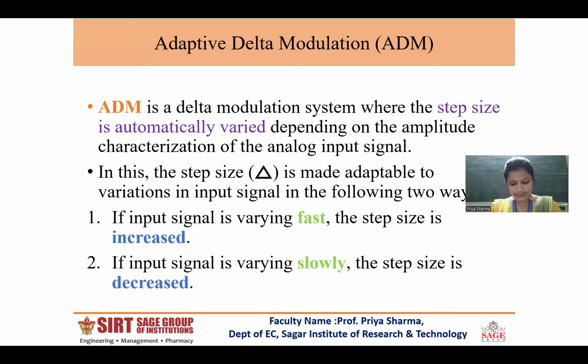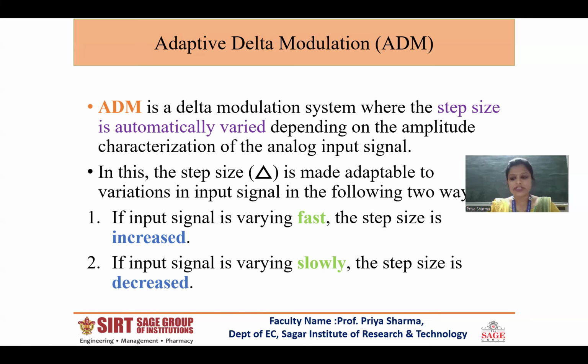So basically, let's discuss the adaptive delta modulation. Adaptive delta modulation is a delta modulation system where the step size is automatically varied depending on the amplitude characteristics of the analog input signal. In this, the step size, which is denoted by delta, is made adaptable to the variations in the input signal in the following two ways. If the input signal is varying very fast, the step size is increased. If the input signal is varying very slow, the step size is decreased.